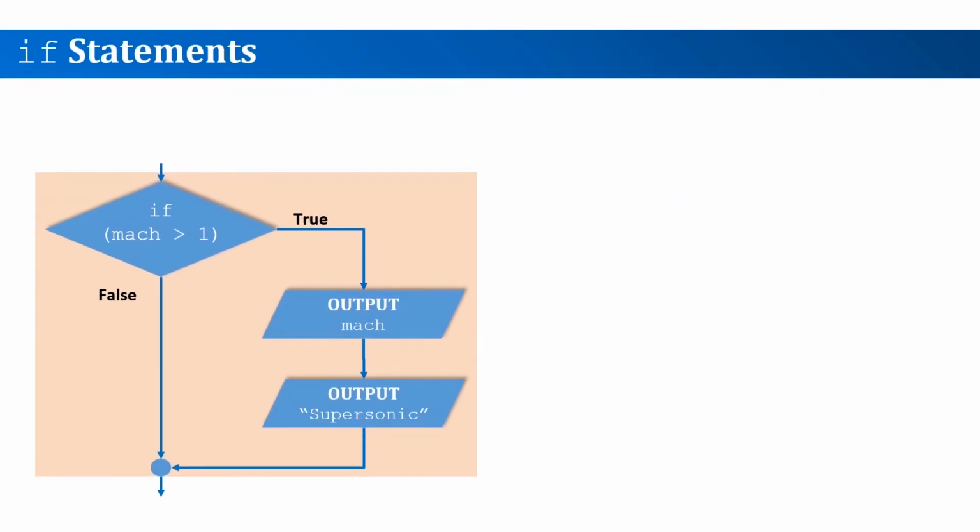Now, what if I want to print more than one statement if the condition is true? For example, I want to print the Mach value and the string supersonic. If you write another print statement that prints the variable Mach, both of the statements will print. However, this code doesn't match the flowchart we are looking at.